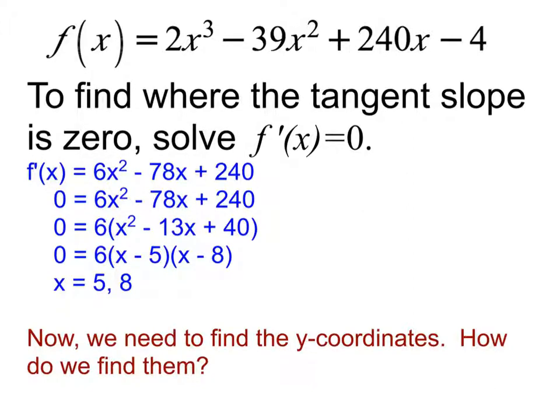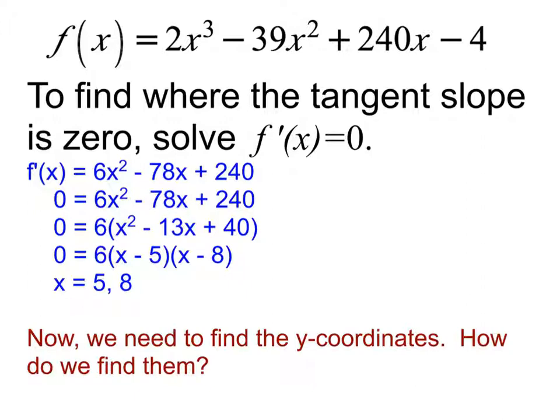To make my factoring job a whole lot easier, I'm going to notice that I can divide every term by 6 at the start, because then factoring this is a heck of a lot easier. So we factor it down, x minus 5, x minus 8, therefore x equals 5 and 8. But we're not done yet.